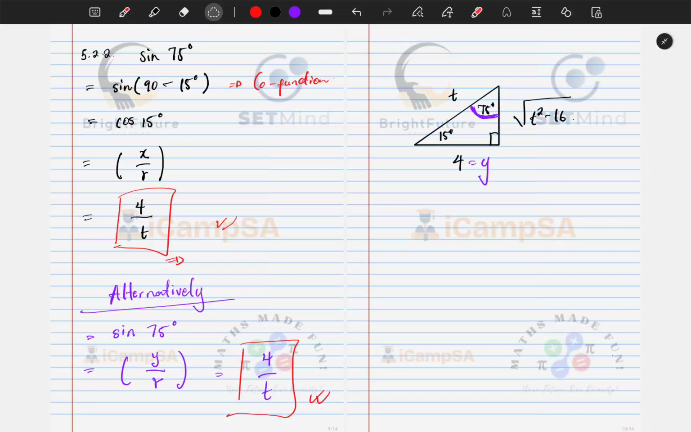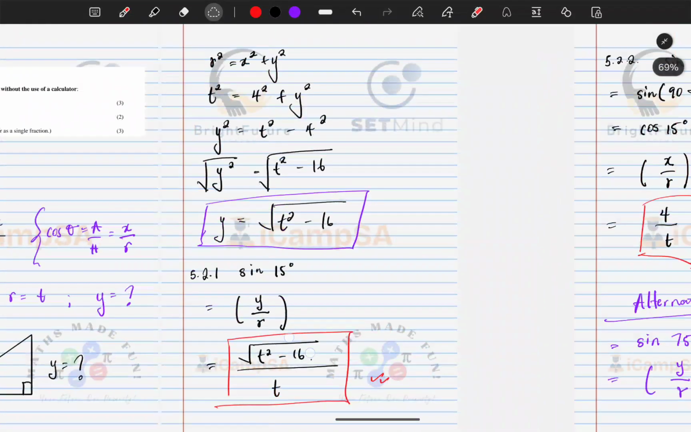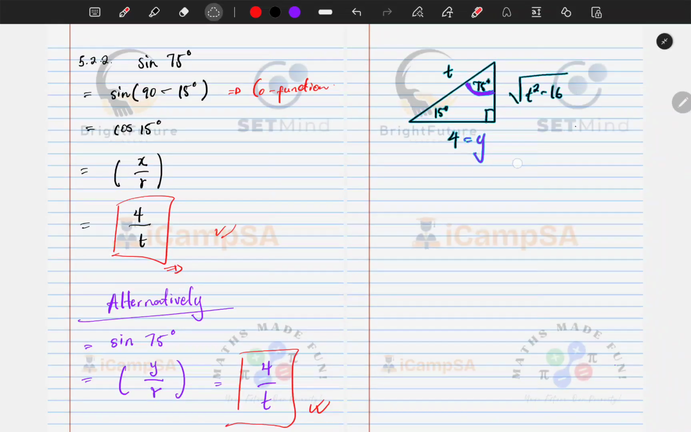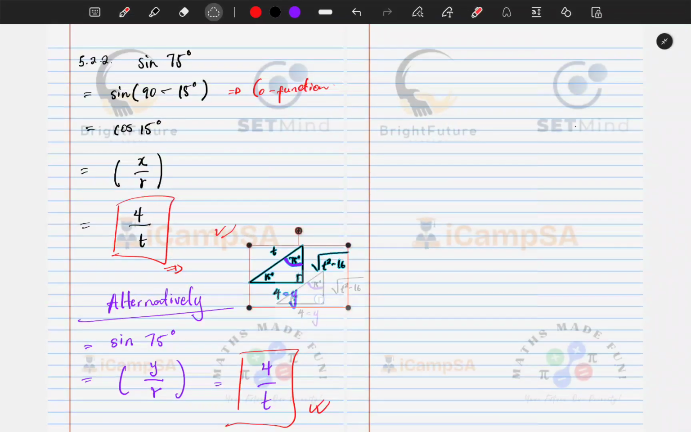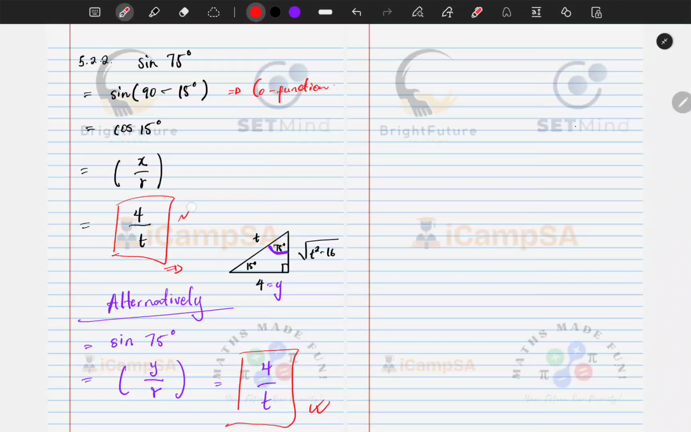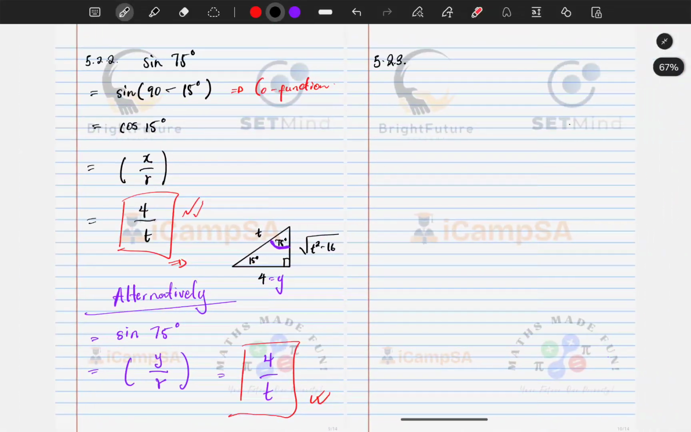Great. So now let's look at what we have for 5.2.3. Let's just reduce this, make it smaller, and we will just put it here. So now we are going to look at 5.2.3. What is 5.2.3 saying? 1 minus tan squared 15 degrees.